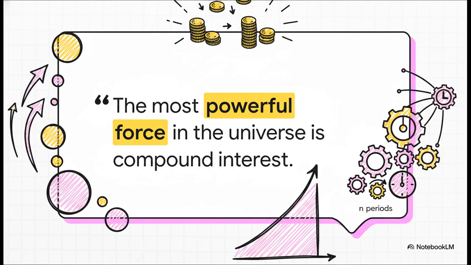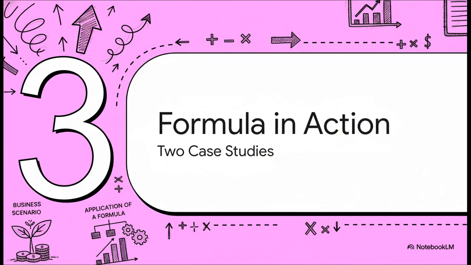You know, this is why that quote, often attributed to Albert Einstein, rings so true. The most powerful force in the universe is compound interest. It's the beautiful mathematical interaction between these variables, especially that exponential effect of time that creates such extraordinary results. All right, enough theory. Let's move on and see how this formula actually works in practice.